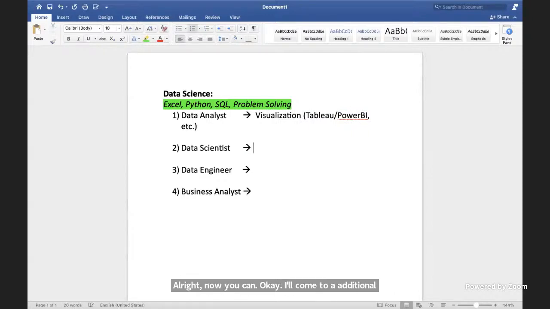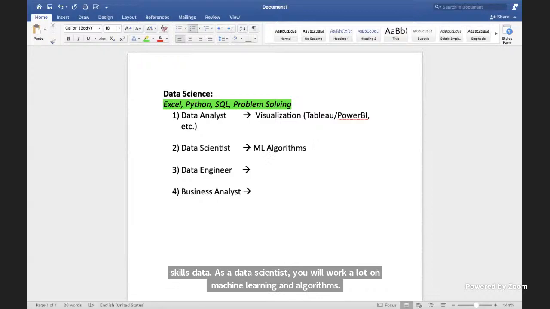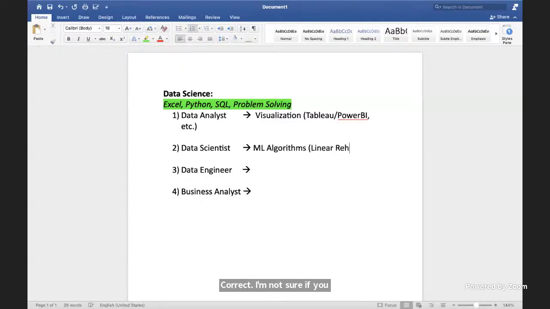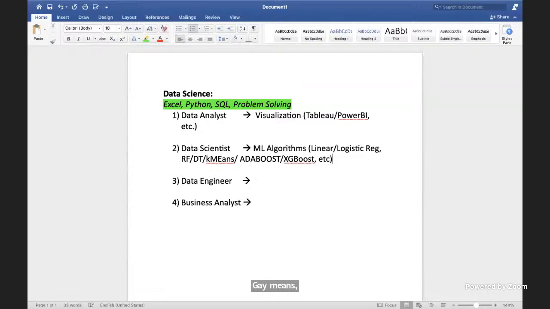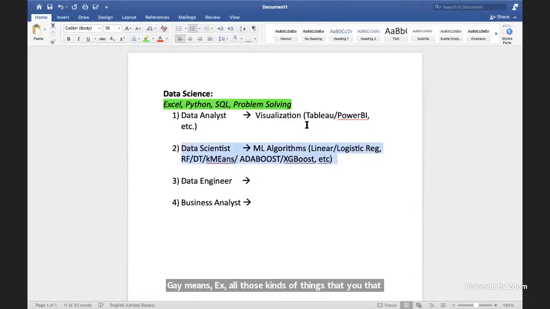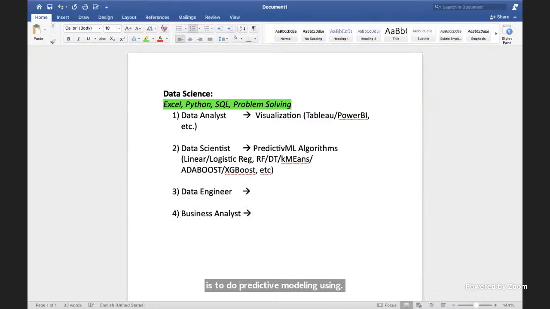As a data scientist, you will work a lot on machine learning algorithms. Correct? I'm not sure if you know machine learning algorithms. I'll just give you some examples: linear regression, logistic regression, to name a few. And then random forest, decision trees, k-means, AdaBoost, XGBoost, all those fanciest things that you keep on reading, right? So a data scientist's job is to do predictive modeling using machine learning algorithms. Yes or no?